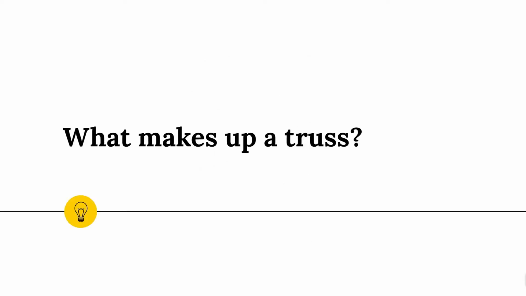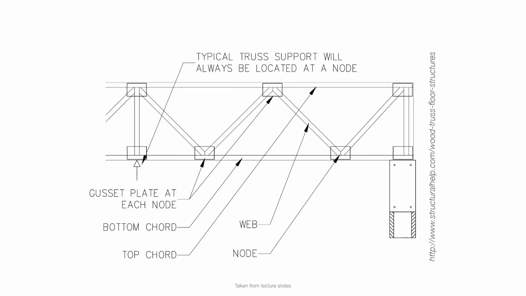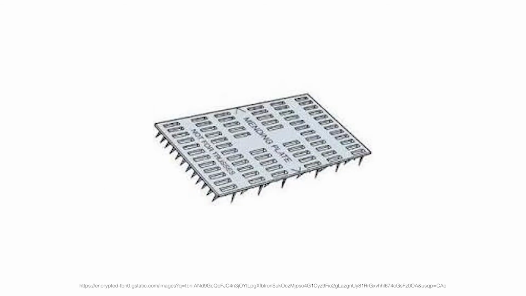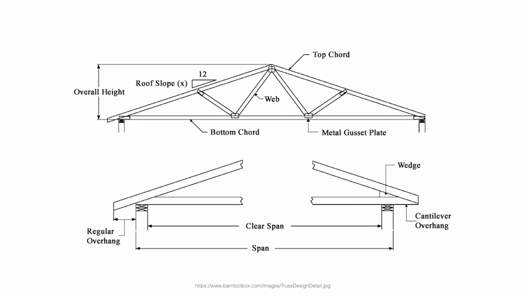Now, what makes up a truss? Based on the images, you have nodes, which also have gusset plates to keep it in place. You have members that are in tension and in compression. The typical truss support is usually located at the nodes where the gusset plates are located. Gusset plates look like this, with metal and sharp nails. Each node is connected to either a bottom chord or top chord along with the diagonal elements of the web.